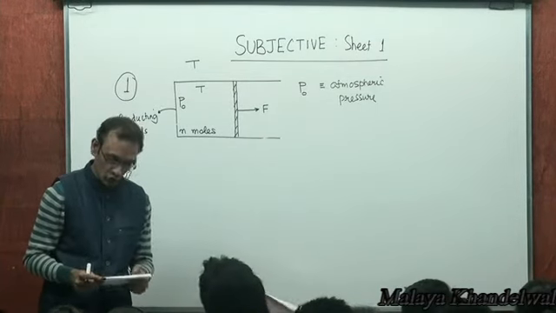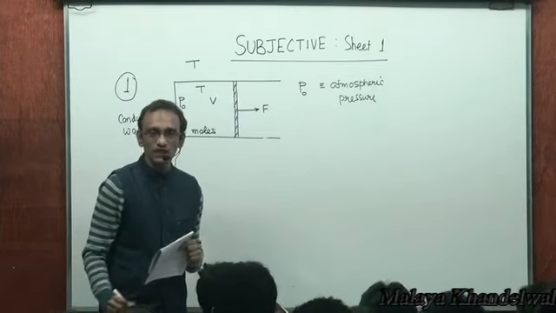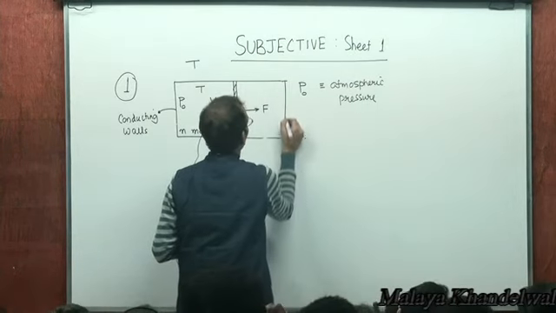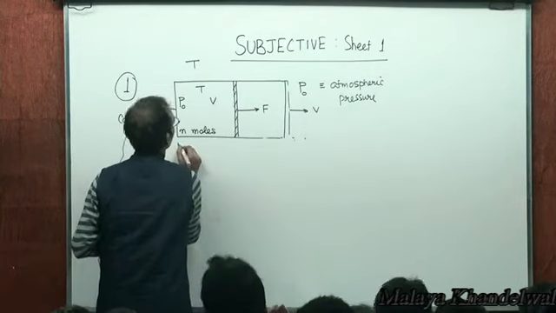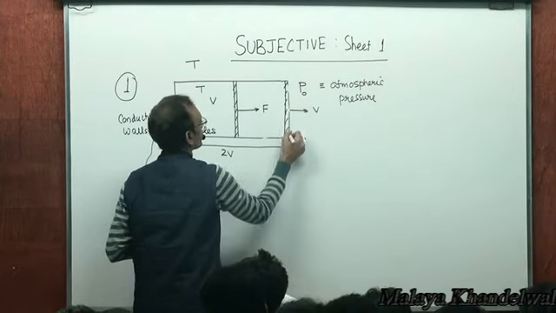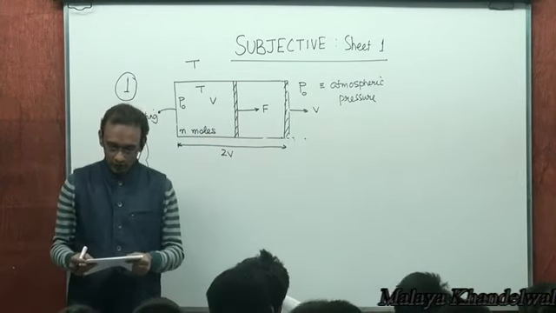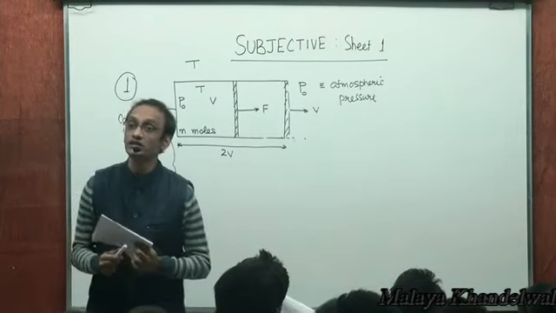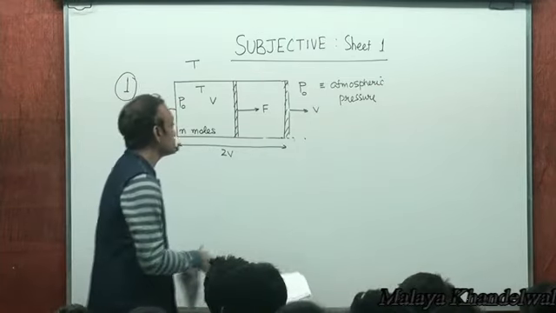Now I'll tell you why this force ought to be a variable force. The initial volume of the gas is V, and then after a while the volume becomes 2V. We want to find the work done by the external agent in terms of n, R and T.